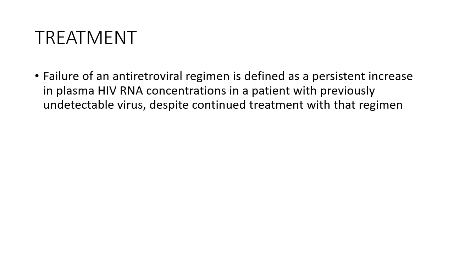Failure of an antiretroviral regimen is defined as a persistent increase in plasma HIV RNA concentration. This is another prognostic marker, measuring the RNA concentration in the blood. So a persistent increase in the HIV RNA concentration with a previously undetectable virus despite the continued treatment. So you have been continuing the treatment, but it is unable to arrest the replication of the RNA, which is a clear sign of drug resistance or drug failure. So this is what I wanted to tell you about the general aspects of HIV.